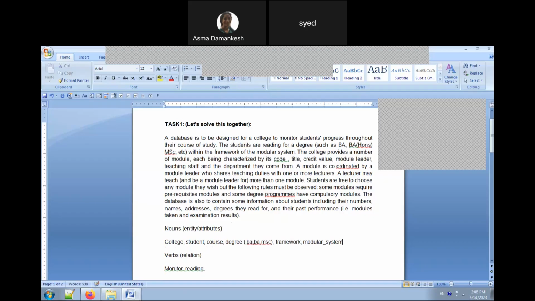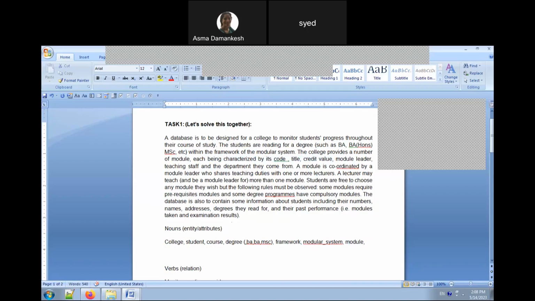Modular system, okay? The college, we mentioned, provides a number of modules. Provide. What does it provide? A module. Each being characterized by its code, title, and credit. Now, this is where the attributes come into place. If I have a noun that is expanded by other nouns, that noun becomes an entity, and the rest of the nouns that come after it become attributes. But I'm just going to mention it for now.